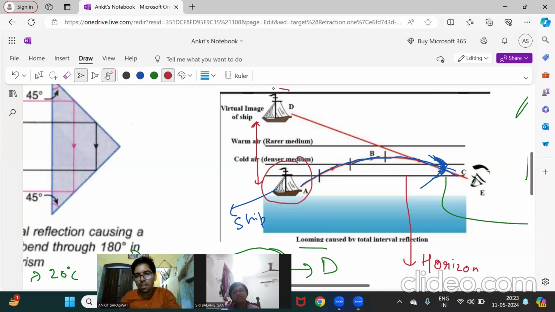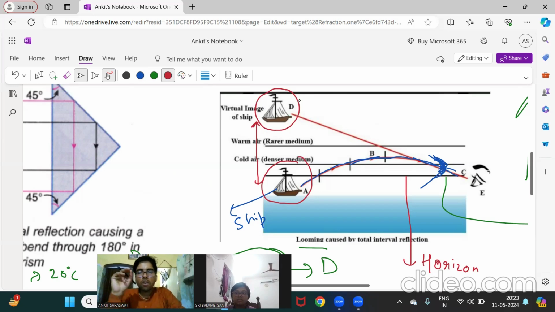You always see this virtual image of the ship. According to you, the ship is hanging in the air, but it is not. Clear? So it is known as looming. Looming is just the reverse of mirage. In case of mirage, the bottommost layer is rarer. But in case of looming, the bottommost layer is more dense. More dense means the temperature is very low. Cold air is flowing in the bottommost area, while warm air is moving in the topmost area. That is why you are feeling cool.